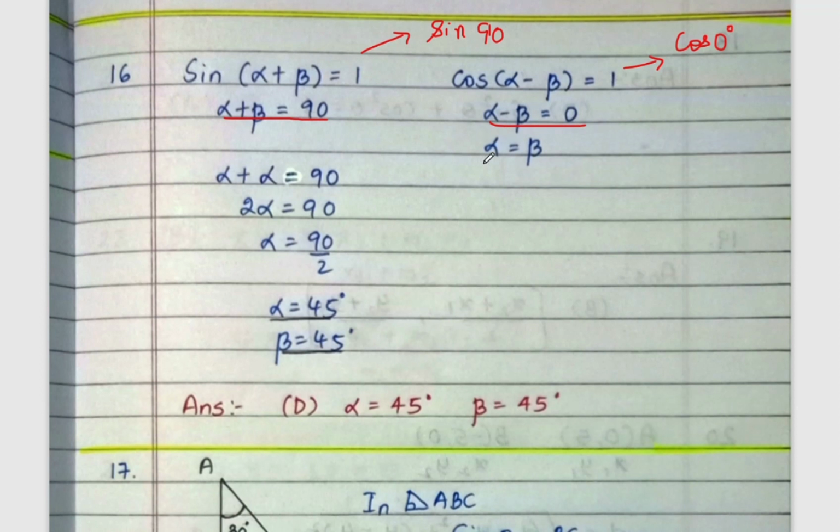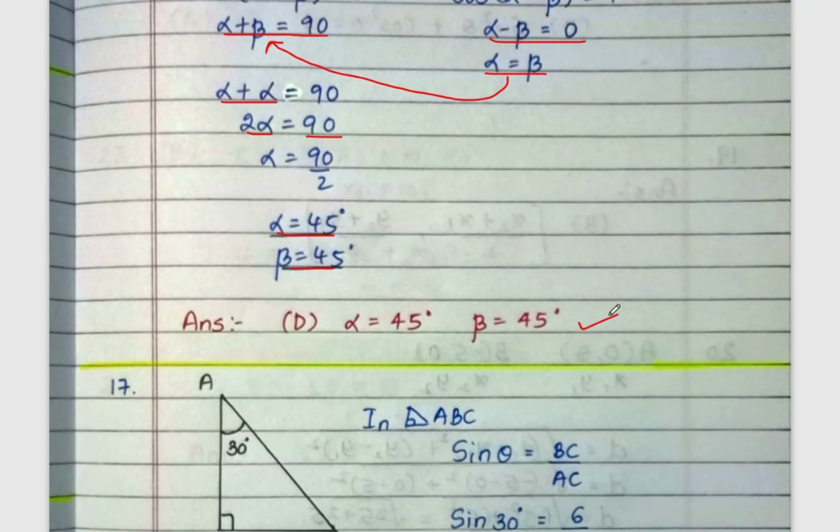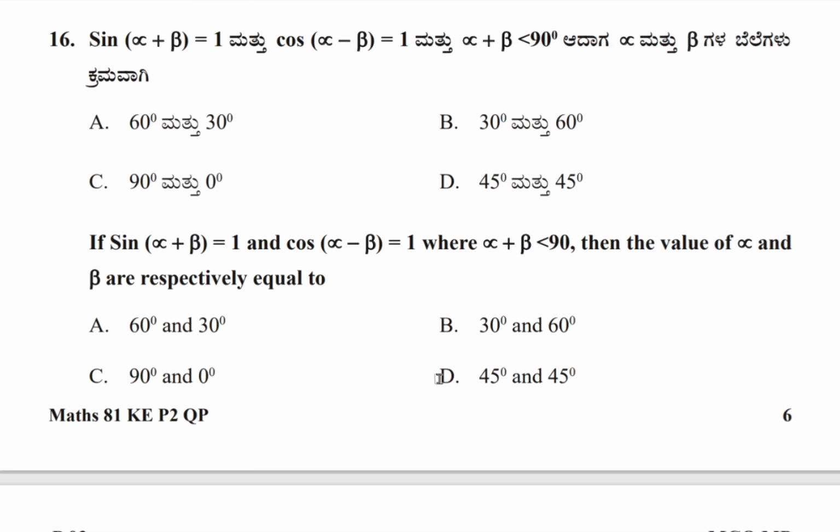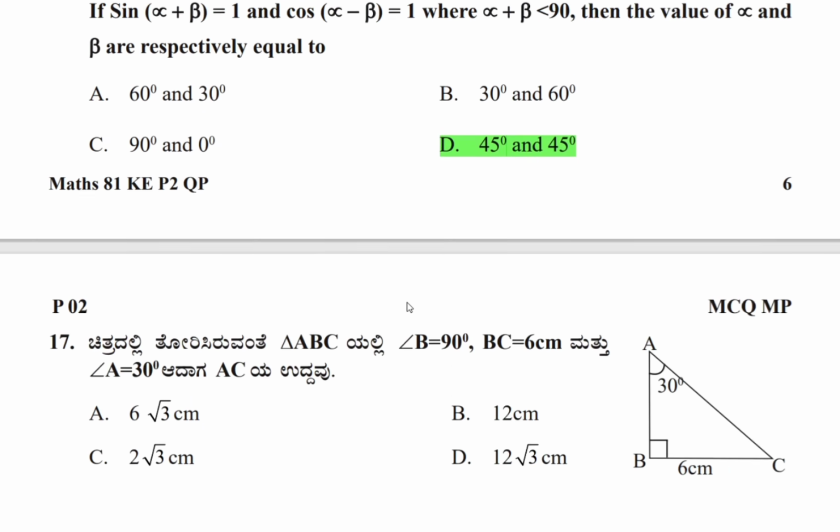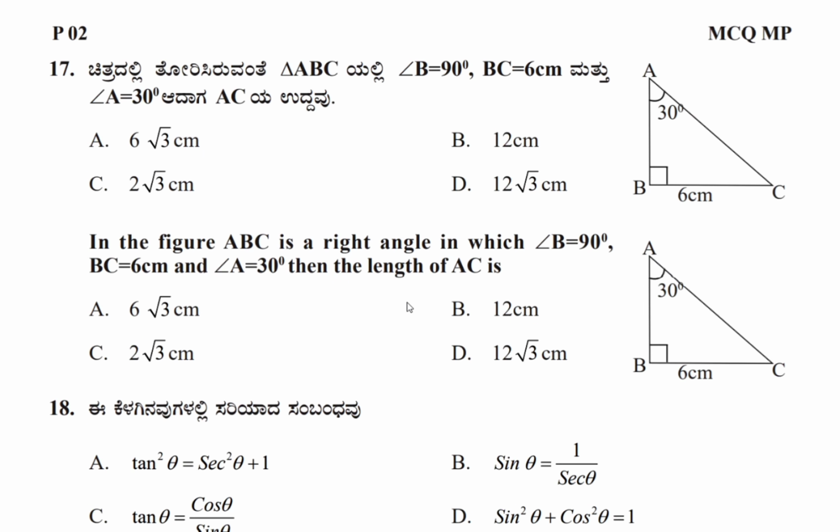Therefore, alpha plus beta equals 90 degree, and alpha minus beta equals 0 degree. Shift minus beta to the RHS, we get alpha equals beta. Now, substitute beta as alpha. Equation 1 becomes alpha plus alpha equals 90 degree. 2 alpha equals 90, so we get alpha equals 45 degree, which is equal to beta. Therefore, the correct answer is option D, alpha equals 45 degree, beta equals 45 degree.